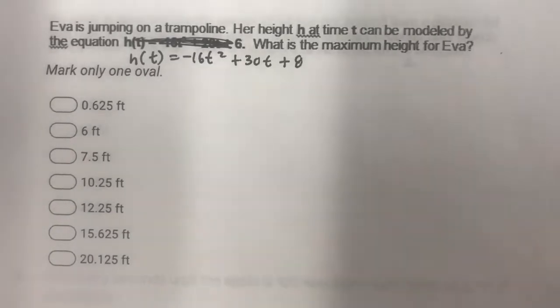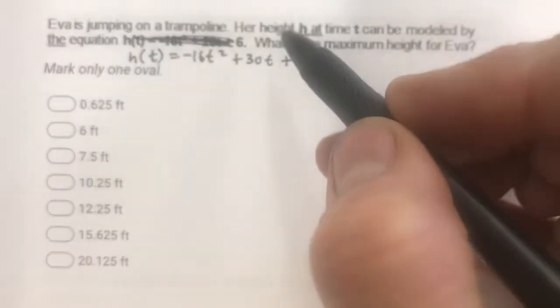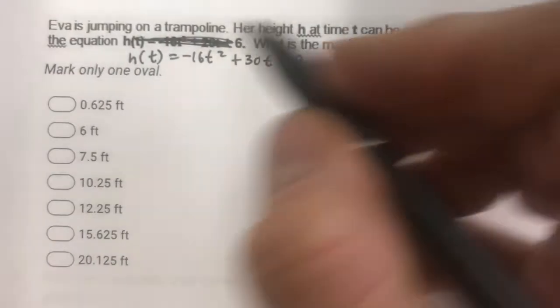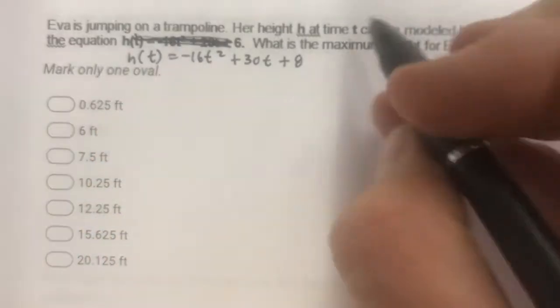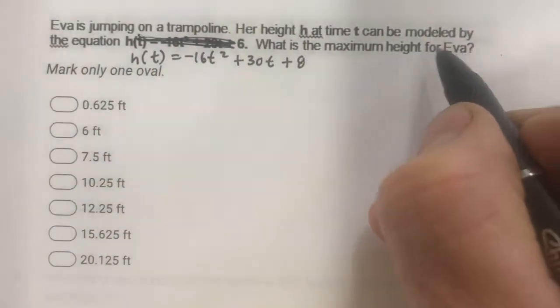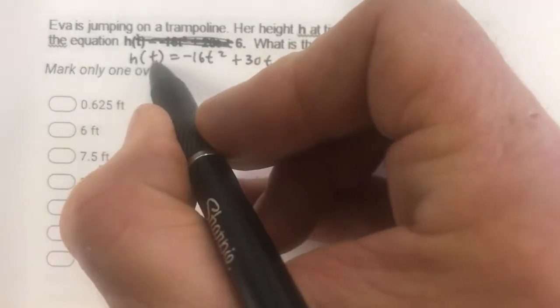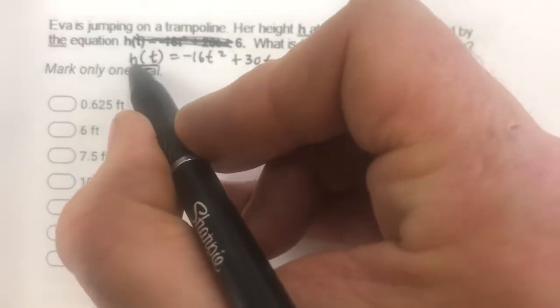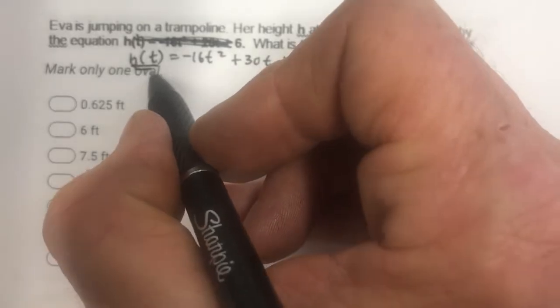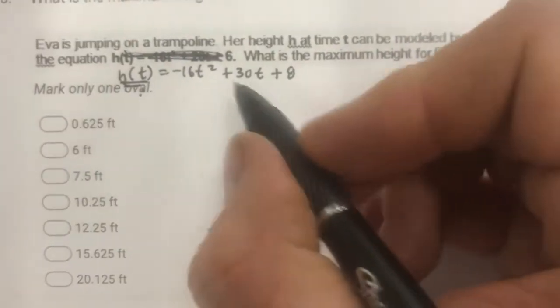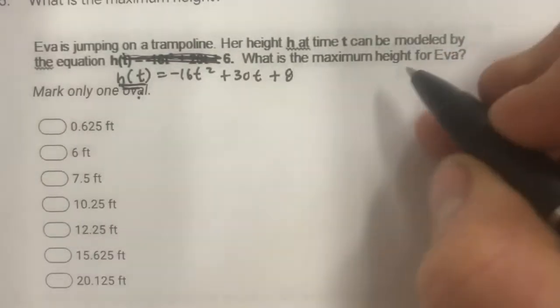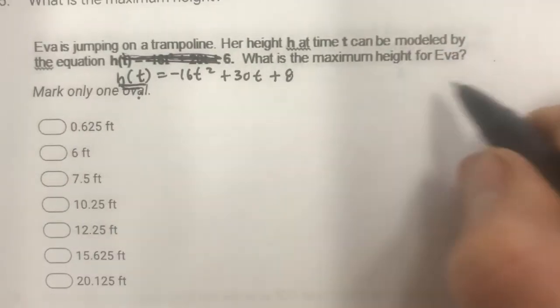It says Eva is jumping on a trampoline. Her height, h, at time t can be modeled by the equation right here. h of t equals this. I've changed it, if you see. What's the maximum height for Eva? Now, this h of t is saying it's the height at a specific time, and it's given by this equation right here. What's the maximum height for Eva?